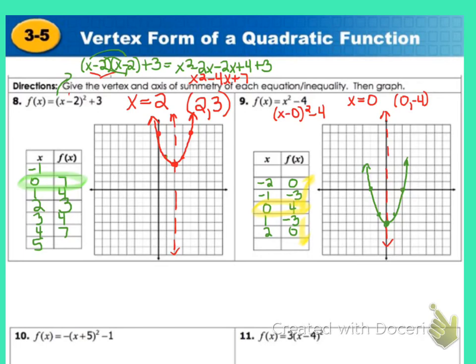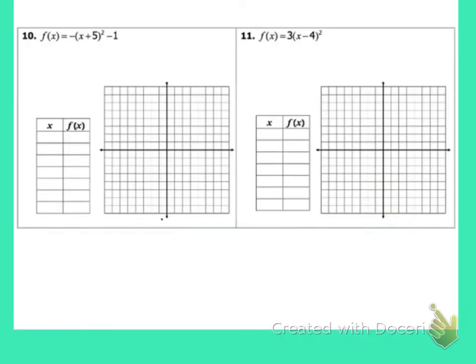So how if they get a little more complicated? Let's take a look at 10 and 11. So on number 10, we've got this negative out in front. So we know what that means. That means this parabola should face down. But other than that, we can still do our same work to find the x of symmetry.